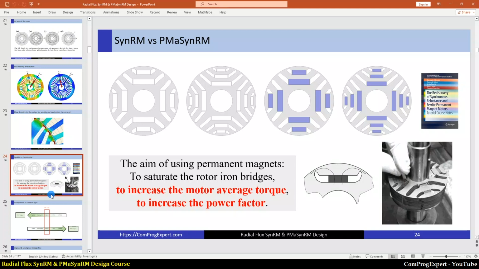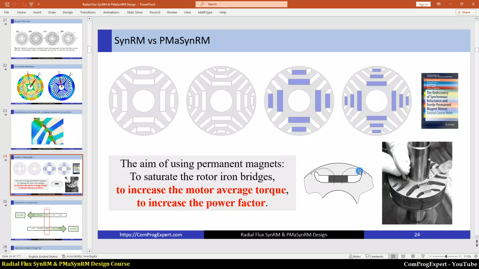And to improve the performance characteristics of the motor, we can add permanent magnets to increase the value of power factor and to improve the average torque. So in these structures here, as you can see, we are adding permanent magnets to improve the performance characteristics of the motor. This image is from one of our references in this course.